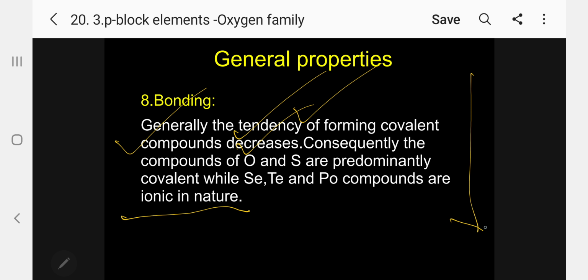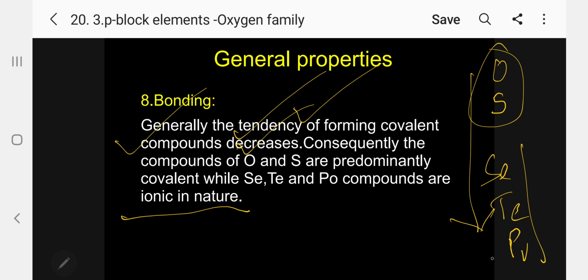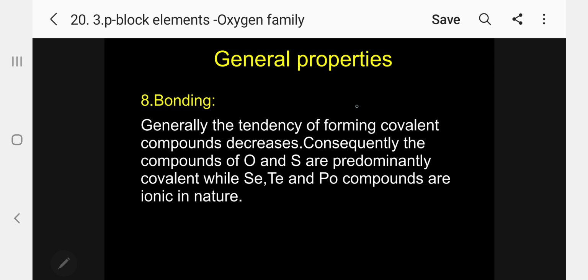So when you move across the group, oxygen and sulfur form covalent compounds. When you come for selenium and tellurium and polonium, you will have ionic compounds. Please follow. This is ionic, this is covalent. This is the important information. You must have it in mind.